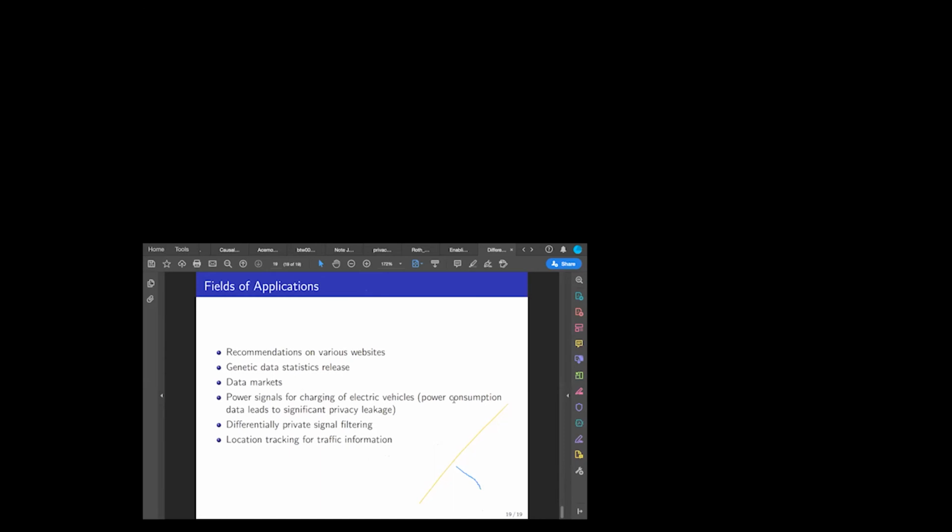These are just a few papers that I've come across over the past few weeks, but I'm pretty sure there's a lot more theory and a lot more papers out there on different applications. Some of them are in practice, while some of them are just proposed ideas. To collect data for giving you recommendations on different sites, differential privacy is once again employed. To release genetic data statistics, I think differential privacy is very promising. Also general data markets use differential privacy in order to collect and release stats.